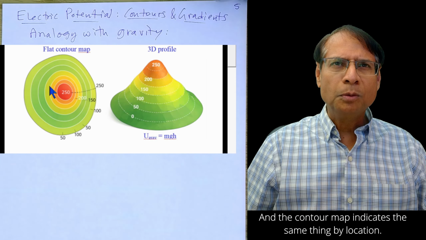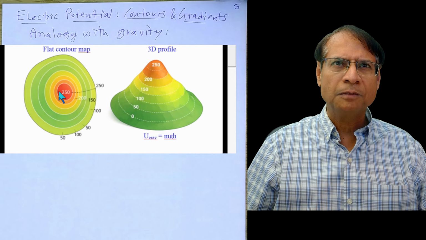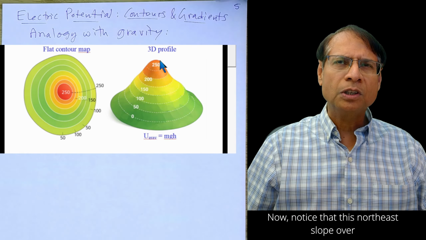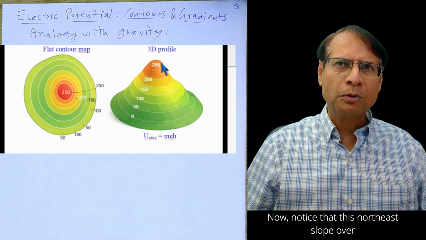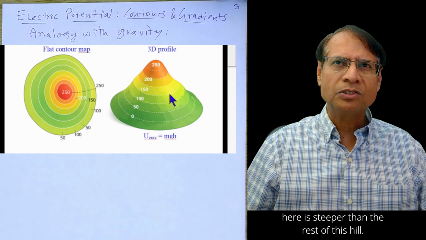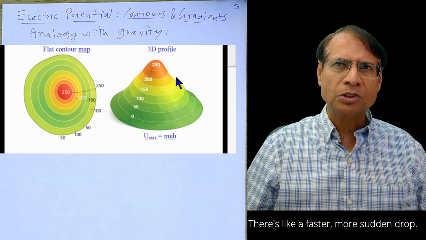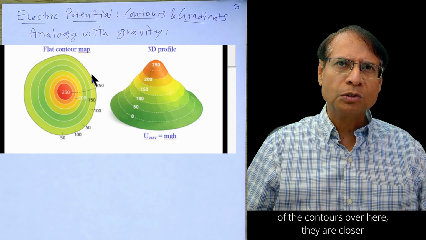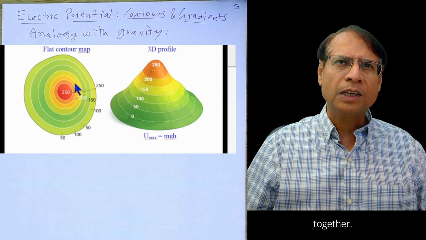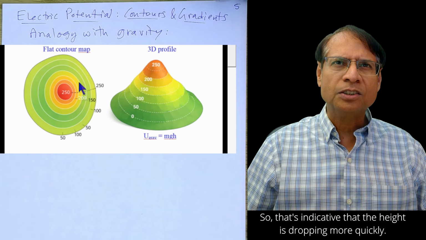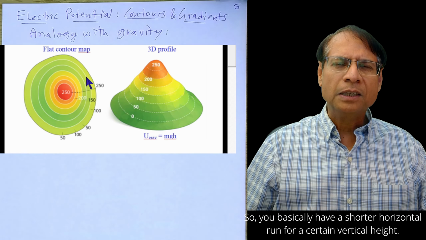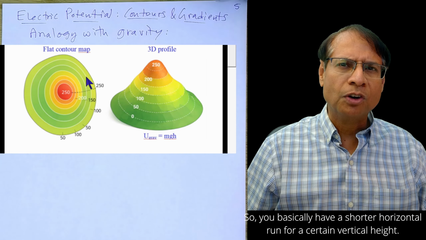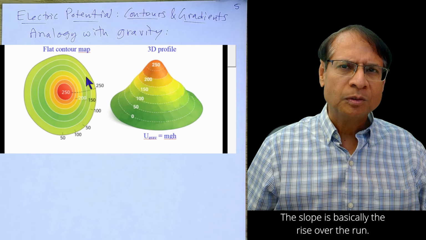And the contour map indicates the same thing by location. Most maps will basically show something like this, a contour map. Now notice that this northeast slope over here is steeper than the rest of this hill. There's a faster, more sudden drop. Accordingly, if you look at the profile of the contours over here, they are closer together. That's indicative that the height is dropping more quickly. So you have a shorter horizontal run for a certain vertical height. And the slope is basically the rise over the run.